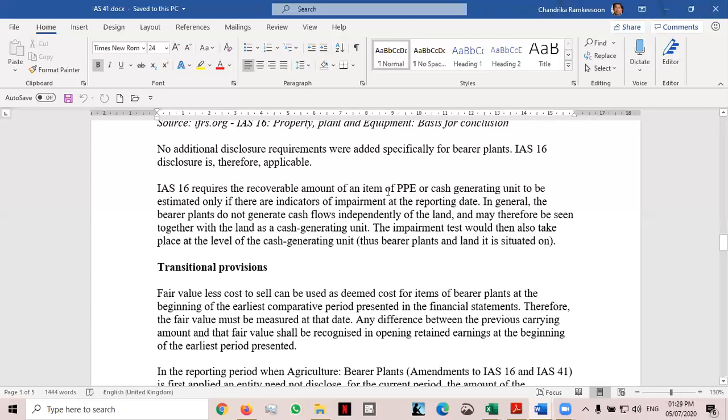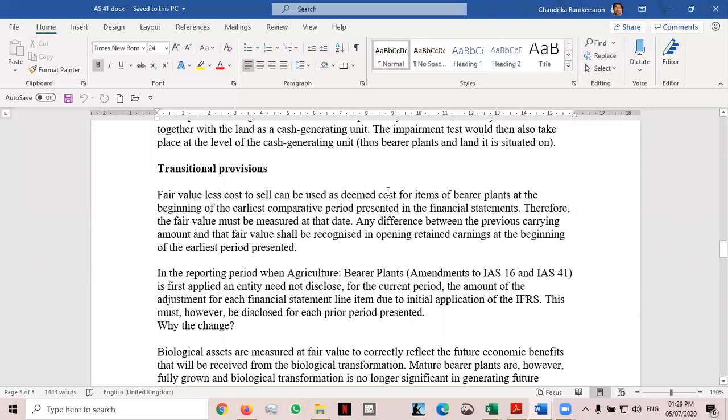And again, when we look at impairment, I will explain CGU in more detail, and one of the examples I'll try to incorporate is this one here with the bearer plant and the land itself.